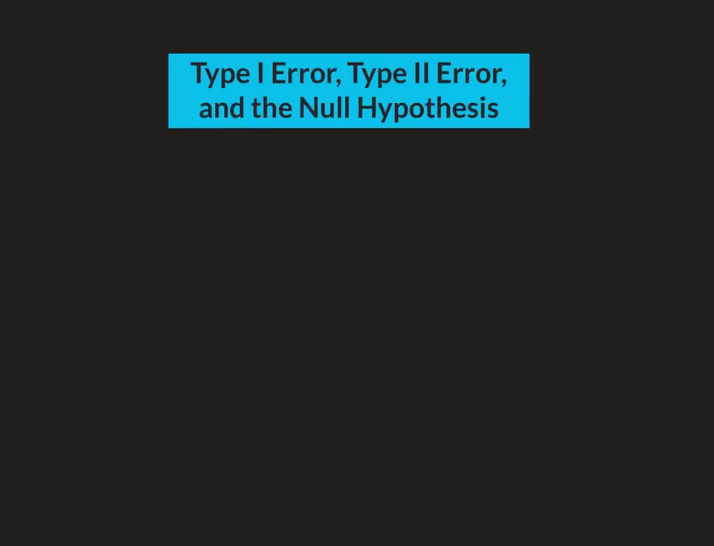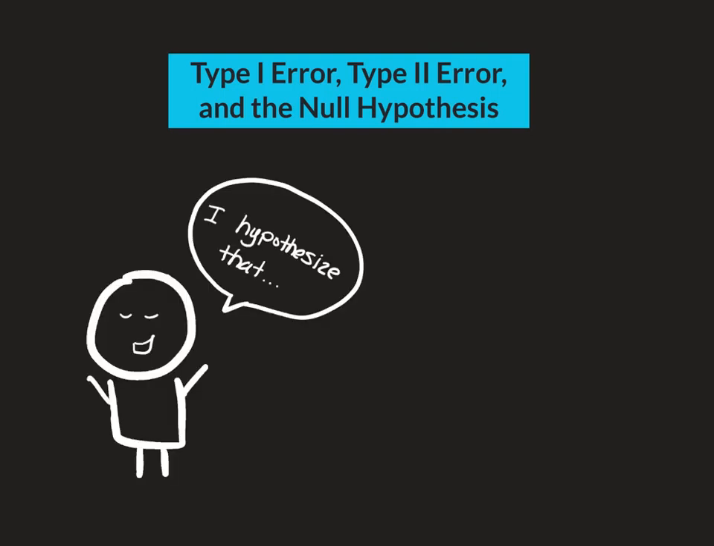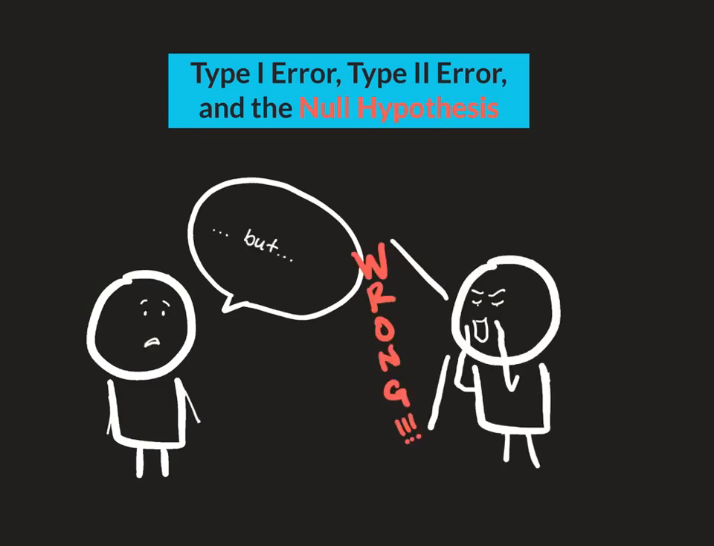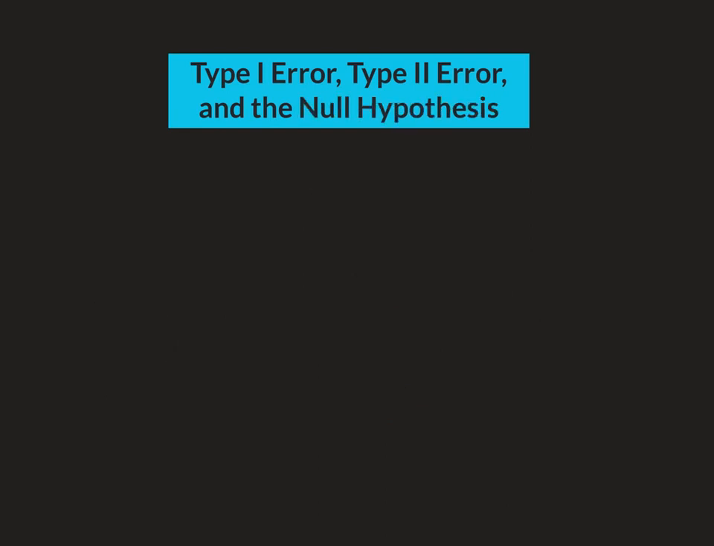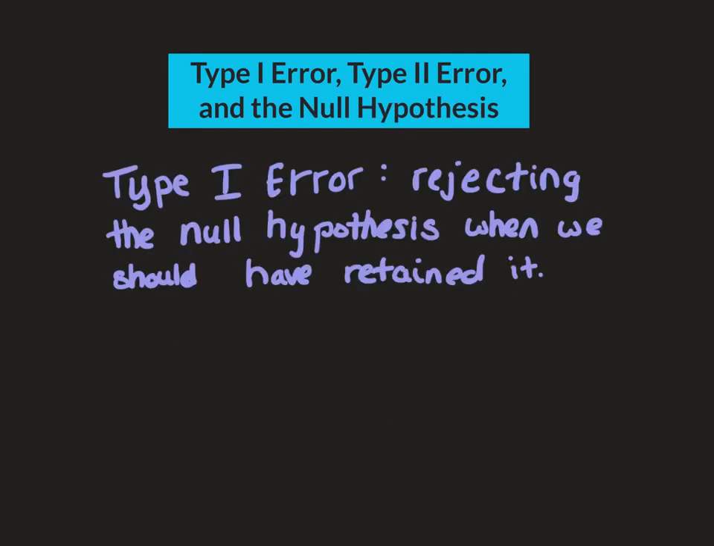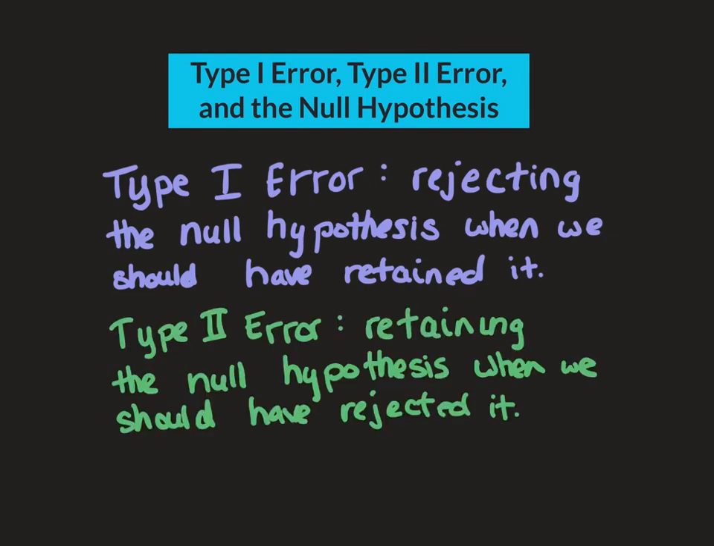Type 1 error and type 2 error are connected to the null hypothesis. Whenever we posit a research hypothesis, keep in mind that a corresponding null hypothesis is also posited. The null hypothesis is always a statement contradicting our hypothesis. Because of this, we can think of the type 1 error as rejecting the null when we should have retained the null. And a type 2 error is when we've accepted the null when we should have rejected the null.